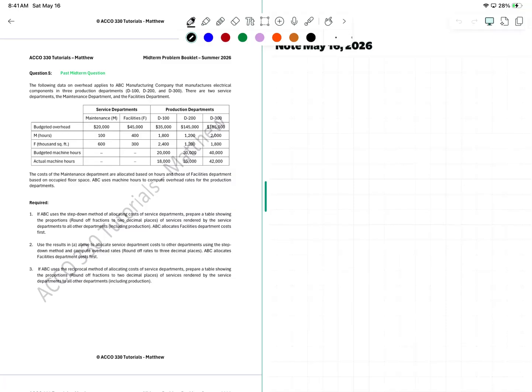So let's get to this question 5 here on chapter 15 for period cost allocation. Okay guys, so you're at the end here, past midterm question.